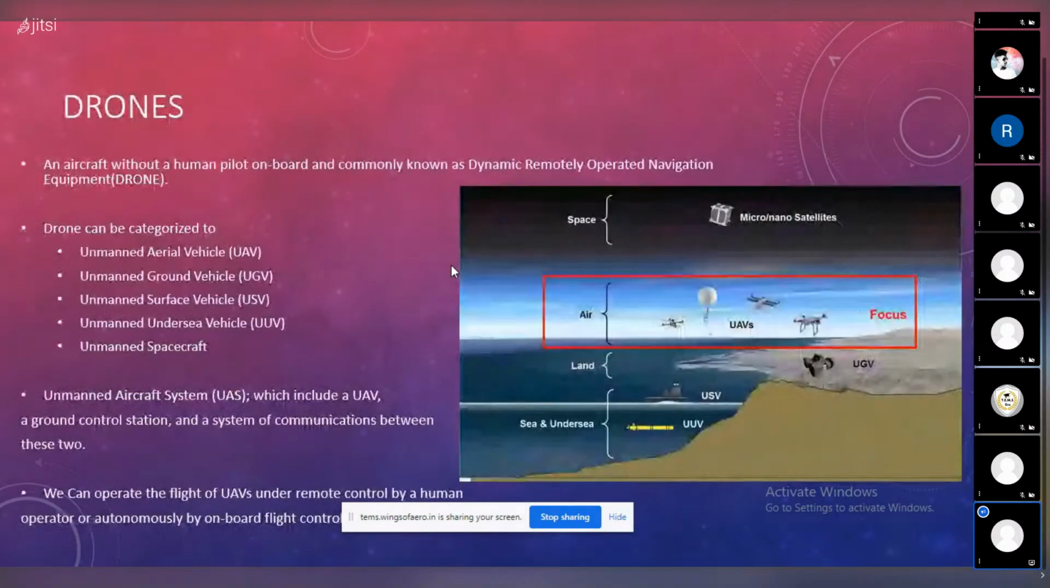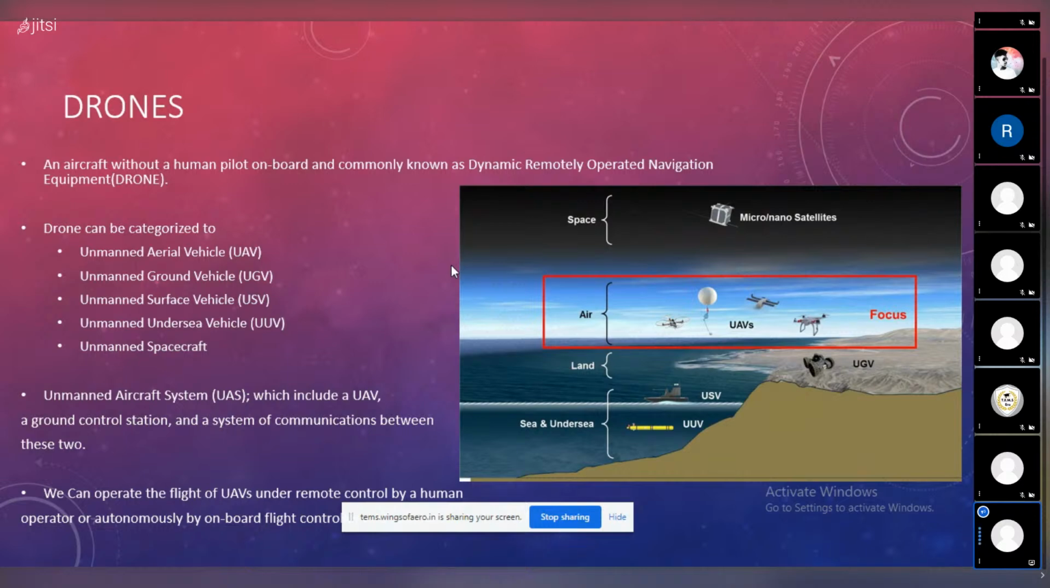So going ahead, what exactly are drones? We have heard of that term a lot. It has become a normal commercial name right now, drones. So what exactly does it mean? What do drones mean exactly? If you can have a look at my slide, I hope it's visible.